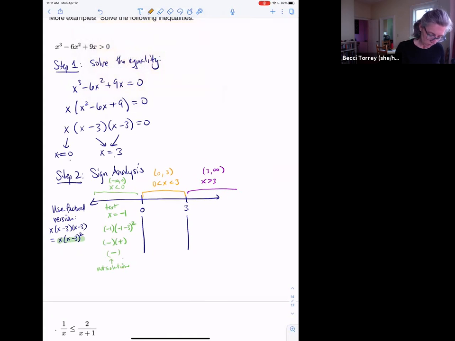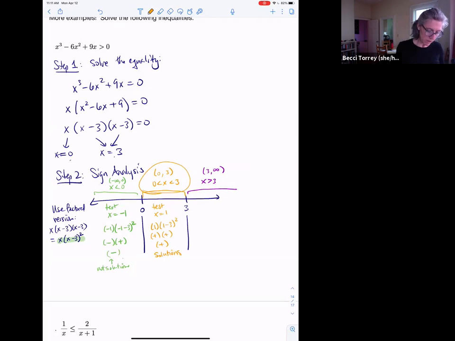And then we're going to plug in something between 0 and 3. So I'll do x equals 1. So here again, I have x equals 1, and then I have 1 minus 3 squared. So this is positive, and then anything squared is positive. So I get a positive times positive is positive. So these values are part of our solution, so we want to include those.